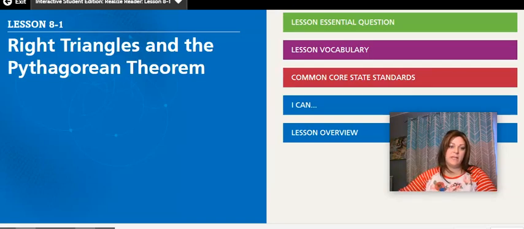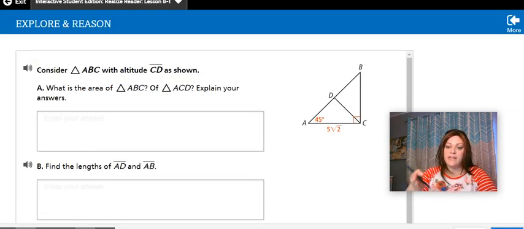Lesson 8.1, Right Triangles and the Pythagorean Theorem. Many of you have learned the Pythagorean Theorem in previous grades, and you've actually done it this year already. So it says, consider the triangle with the altitude CD as shown. Remember, this is the altitude right here.